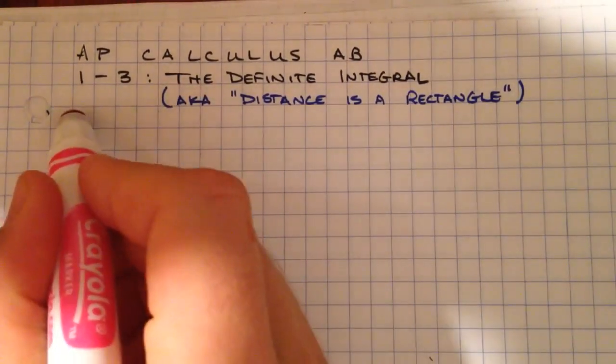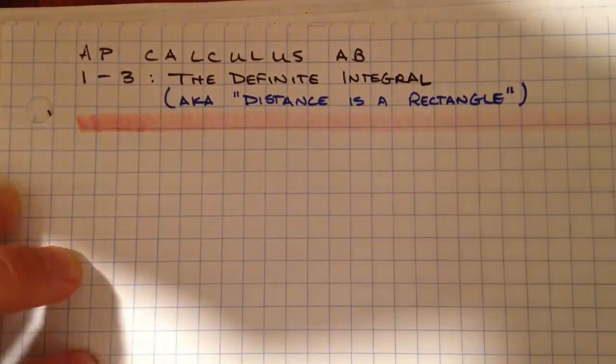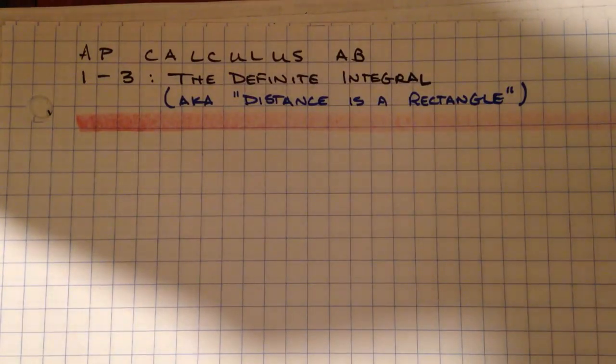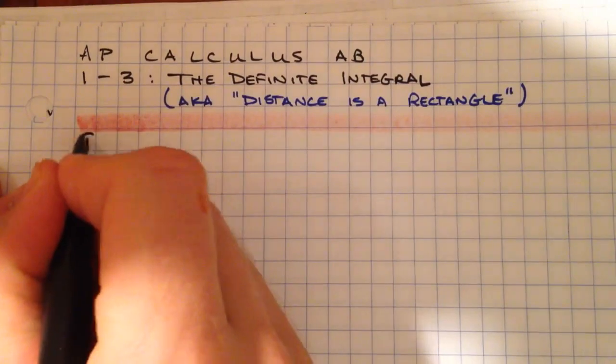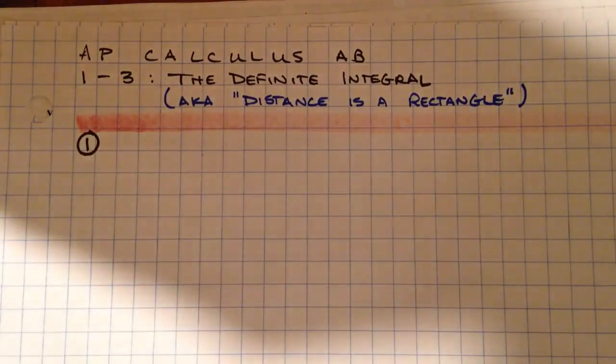Here we go. Lesson 1-3 is about something called the definite integral, aka distance is a rectangle. I'm going to level with you. You've been letting yourself go. And so today we're going to get you back in shape.